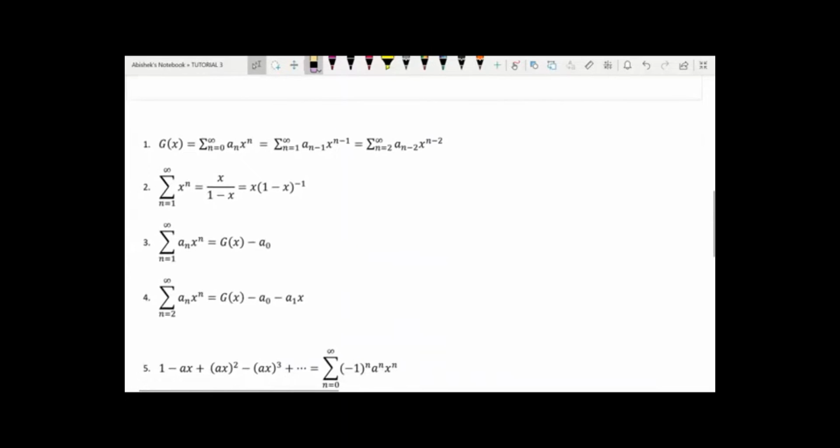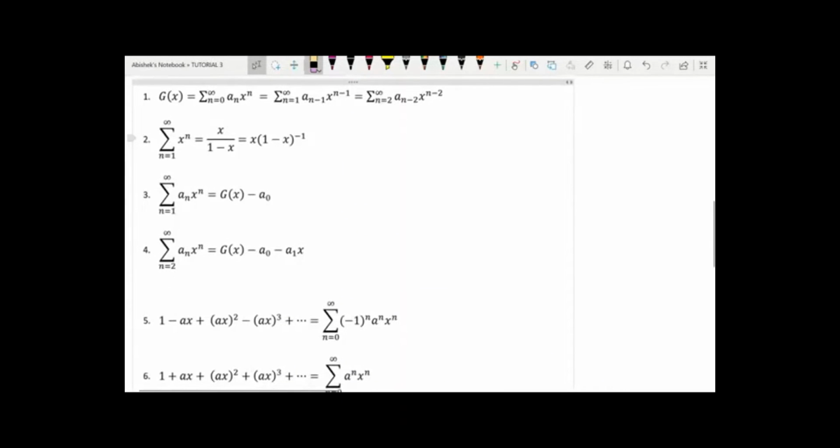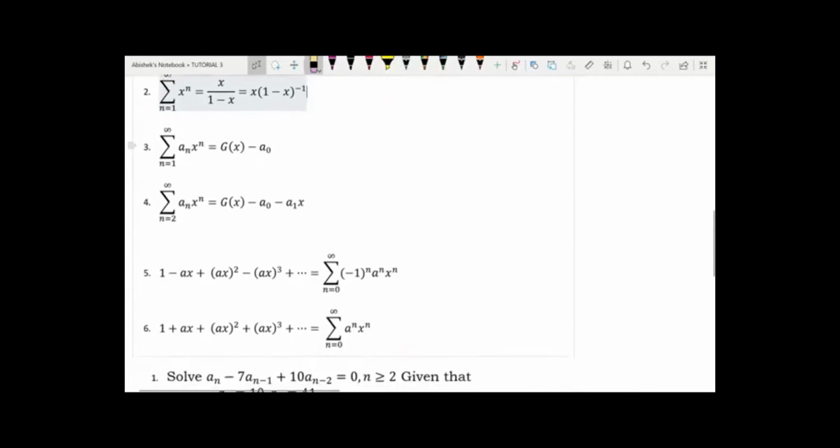These are the standard results used to solve recurrence relations. g of x equals summation n equals 0 to infinity a n x power n, or n equals 1 to infinity a n minus 1 x power n minus 1, or n equals 2 to infinity a n minus 2 x power n minus 2. Summation of n ranges from 1 to infinity x power n equals x into 1 minus x whole power minus 1. So n ranges from 1 to infinity a n x power n is g of x minus a 0, and n equals 2 to infinity a n x power n is g of x minus a 0 minus a 1 x.